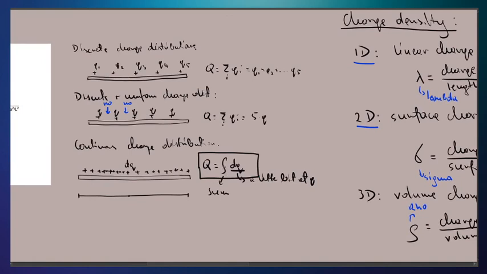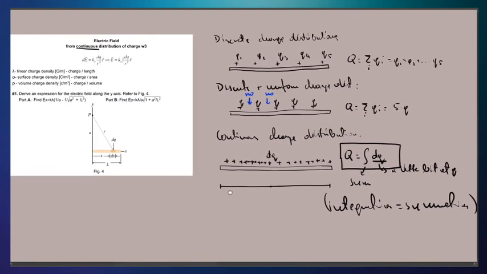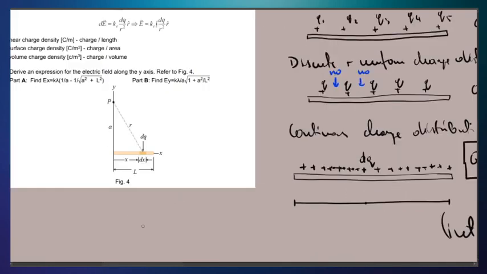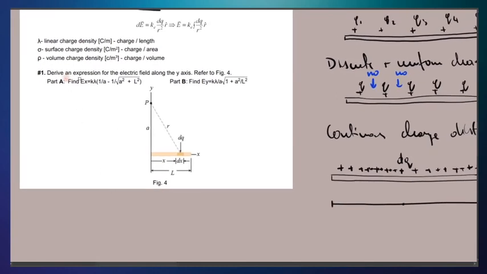Remember, integration is just summation. I'm going to put this here. Integration is just summation. That's going to be very useful in physics. And the first problem that we have is this one here. So let's zoom this, make this a little bigger. So derive an expression for the electric field along the y-axis. You have a rod, and along this rod there's a charge that is uniformly distributed. The charge distribution is continuous. It's not discrete, but continuous. And the question is, what is the electric field at any point along the y-axis? So let's go ahead and try that.